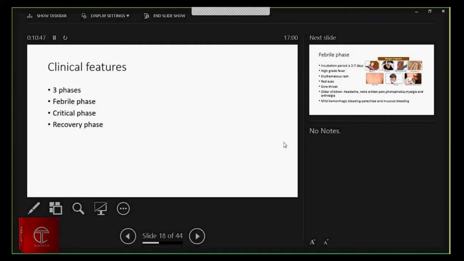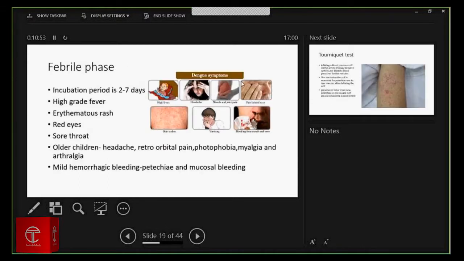So clinically, they will have three phases, as I said in the first slide: febrile phase, critical phase, and recovery phase. In the febrile phase, the incubation period is 2 to 7 days. They can have high-grade fever. They have an erythematous rash, more like a measles kind of a small maculopapular erythematous rash.